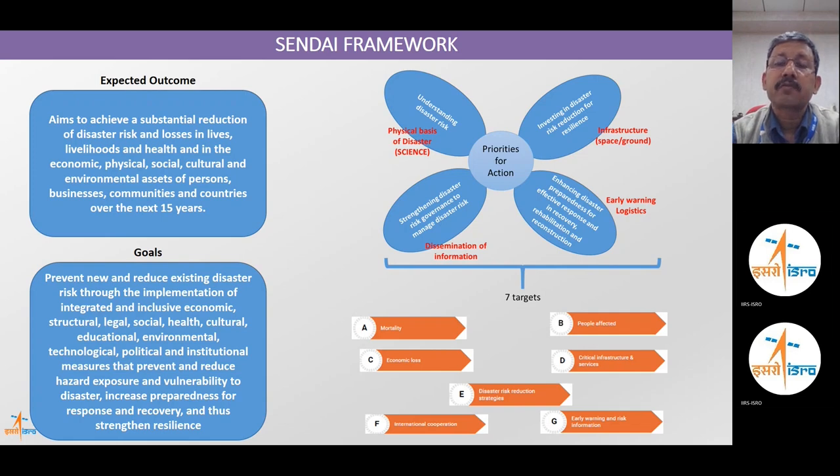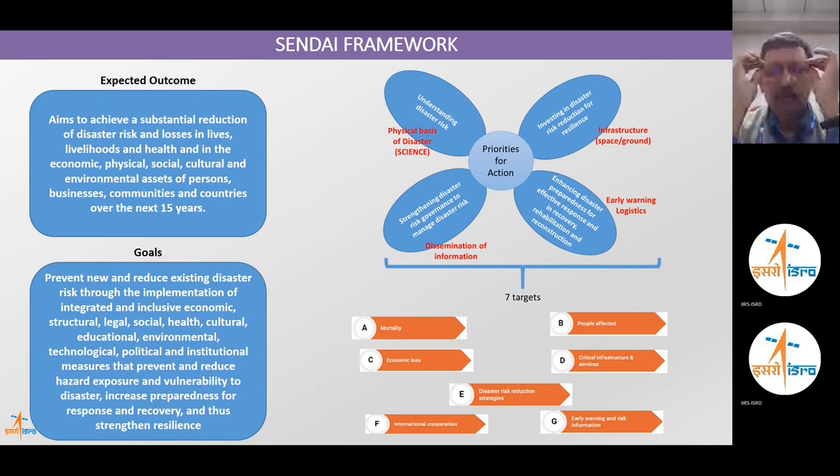4 priorities of action were identified, which are understanding the disaster risk, which translates into the physical basis of the disaster or the science behind the disaster. Then investing in disaster risk reduction for resilience, both for infrastructure, in space-based as well as ground-based. Then strengthening disaster risk governance to manage disaster risk.